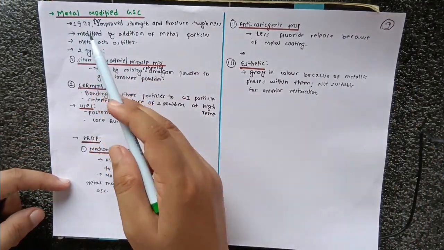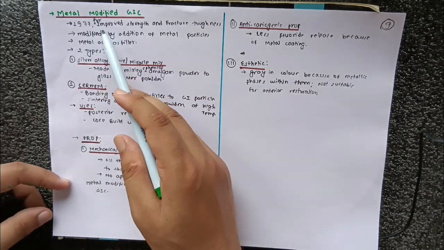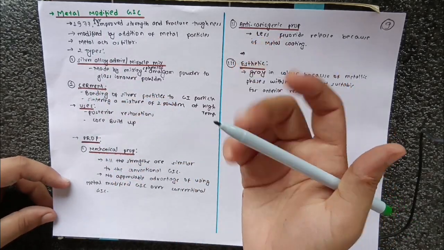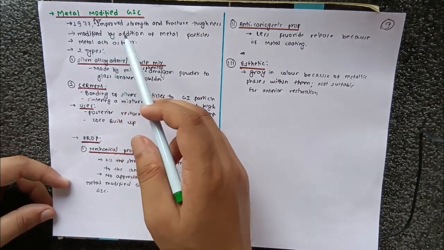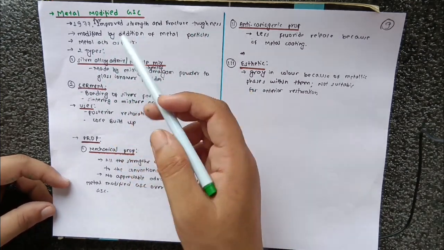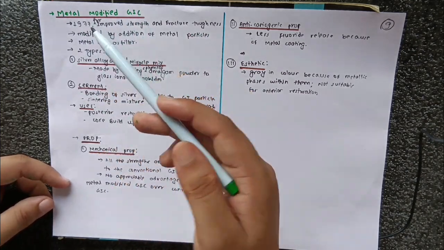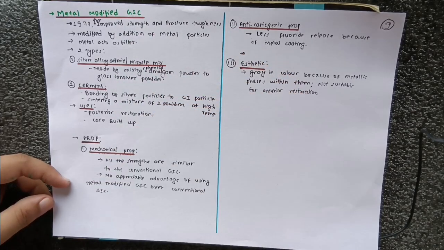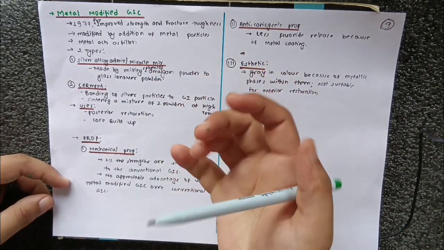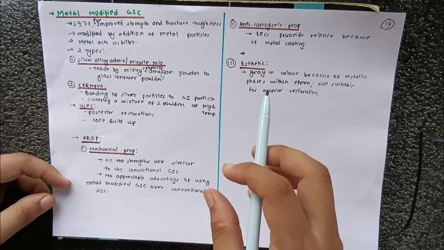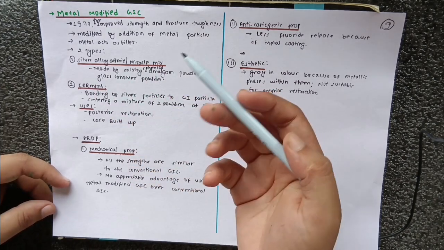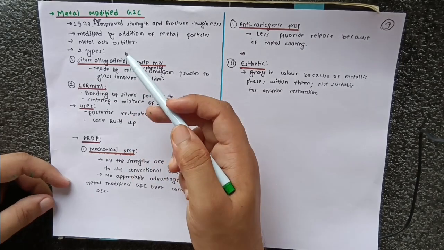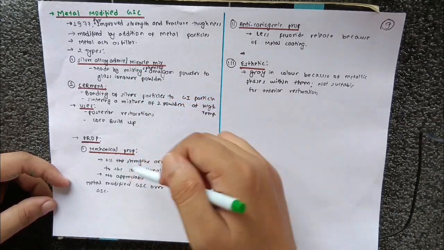In 1977 it was discovered. Scientists thought that if we add metal to the conventional GIC, it would improve strength and fracture toughness. So they added metal to make the metal modified GIC, but it was not like that. The goal, the motto of this mixing, was not fulfilled by the metal modified GIC. I will discuss that in the mechanical properties.